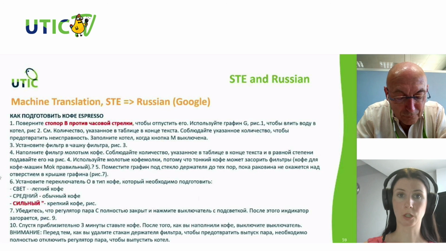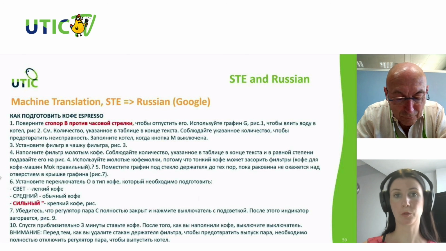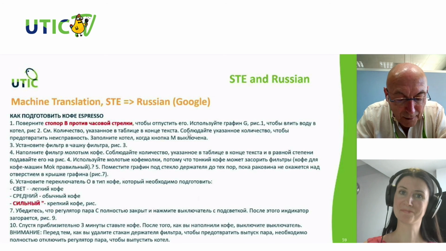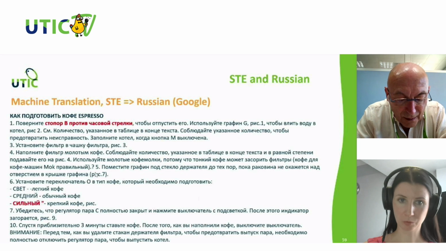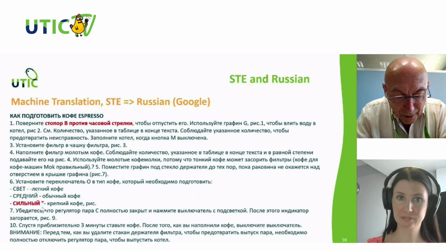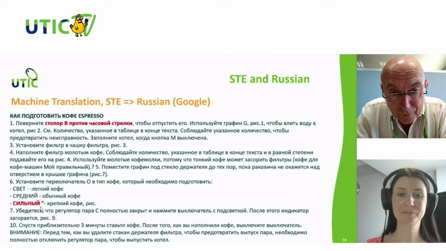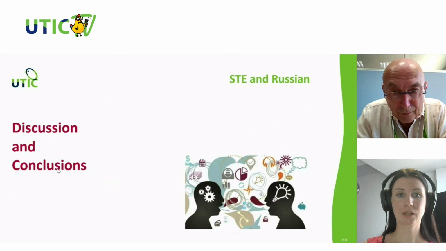And the text that comes after applying STE and then translating it with Google into Russian. Naturally, there are certain rough spots or certain wonderful pieces like marks of punctuation that machine translation just decided to add for whatever reason. But the general meaning of the text is maintained.